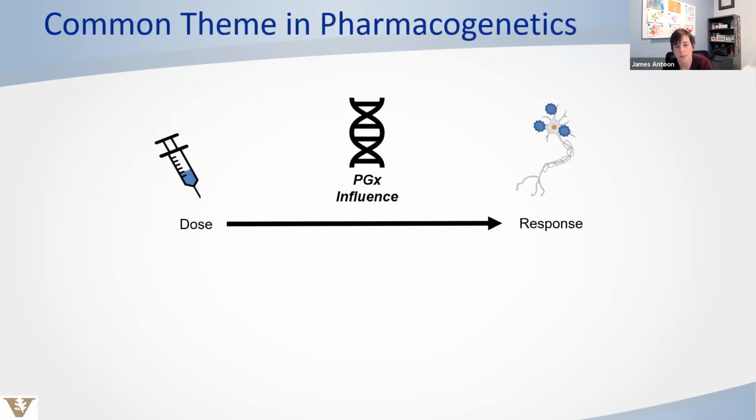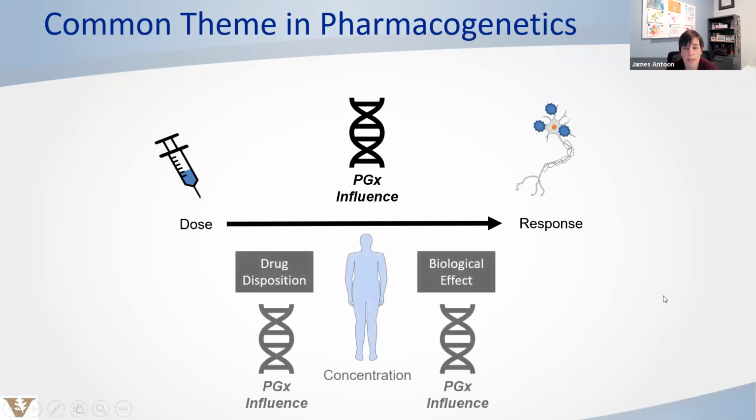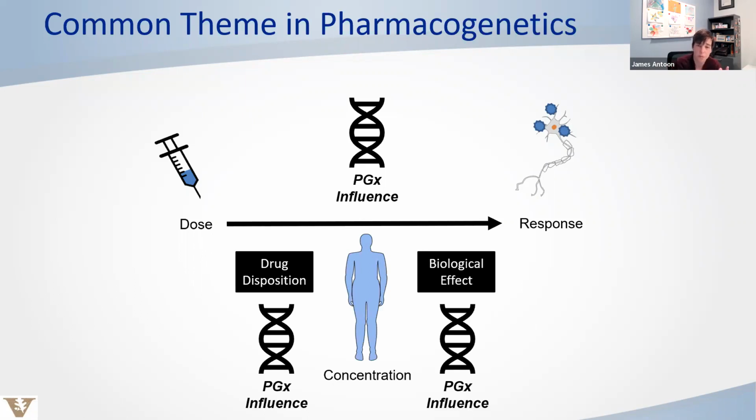The general theme of many pharmacogenetic studies, including the one I just talked to you about on proton pump inhibitors, is we start with dose and exposure, and we look for a pharmacogenetic influence on the response. Next slide. An important consideration, though, is that there's something in between there, right? Because there's two pieces of the puzzle. There's drug disposition, and then there's biological effect. So it's really nice to be able to split out the pharmacokinetics from the pharmacodynamics.